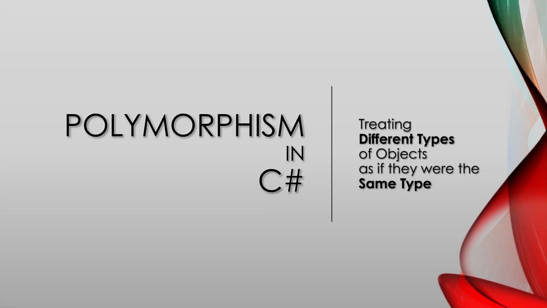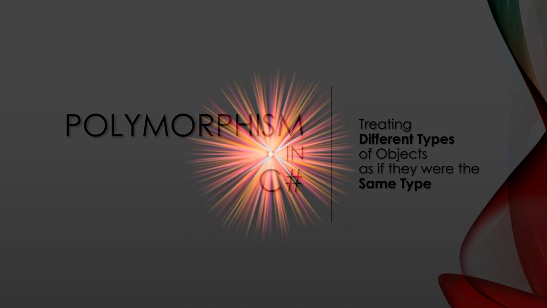Polymorphism in C#, treating different types of objects as if they were the same type.